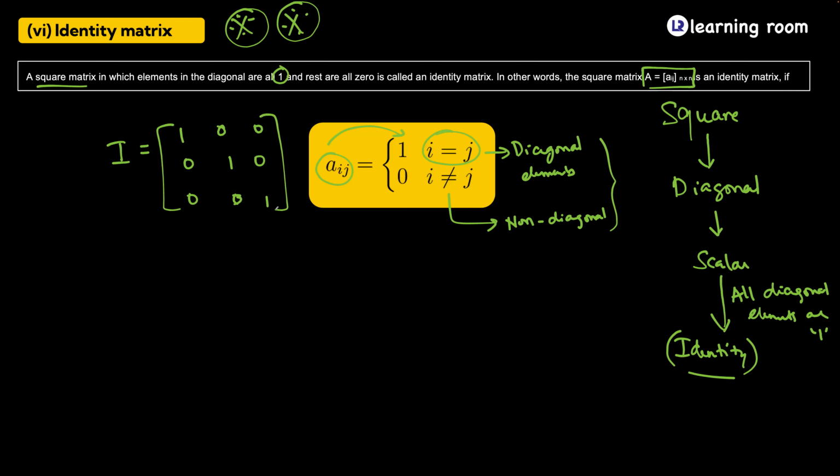Is the point clear? I want you to remember this identity matrix. As I told you, it is very, very important. I'll tell you why it is important. Shall I proceed?